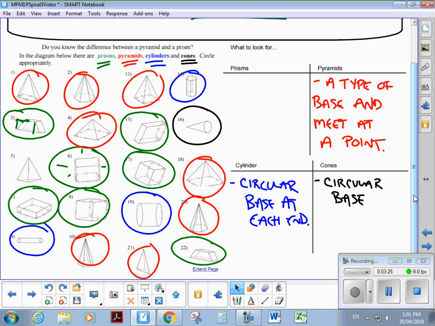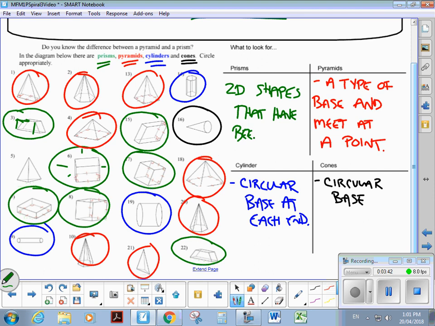And then for the prism, it's one of our 2D shapes, squares or trapezoids, 2D shapes that have been stretched into 3D. So we stretch the shape, so a square, now we stretch it, and now it's a square all the way up, or a rectangle all the way up.